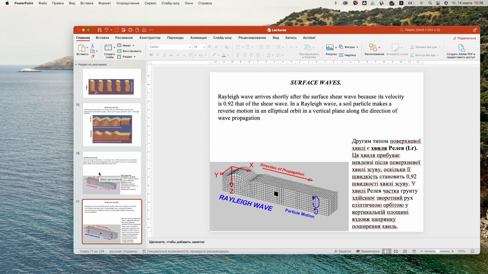And I want to ask you, do you know when the first device for earthquake analyzing was invented? When was the first device for earthquake recording or earthquake impacts analyzing invented? Any ideas?